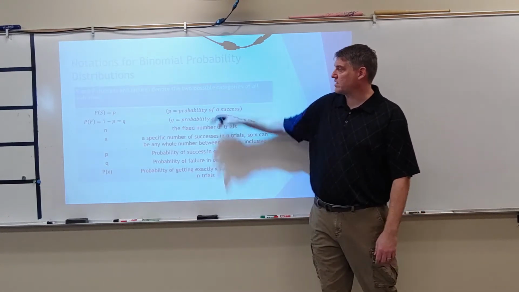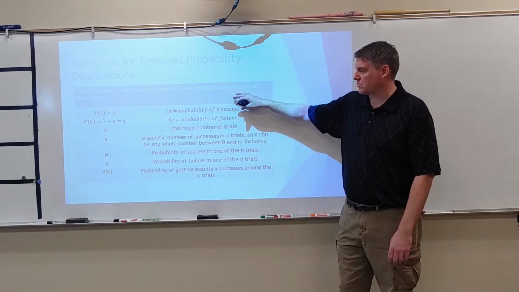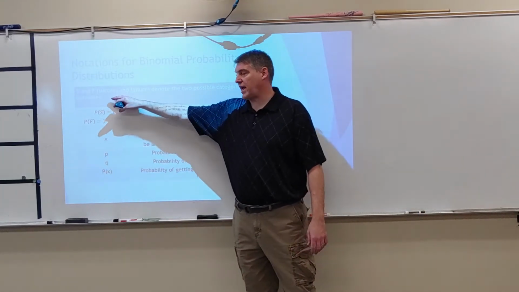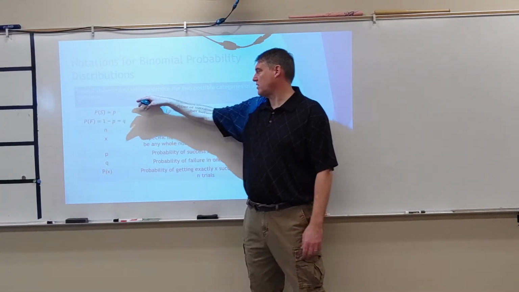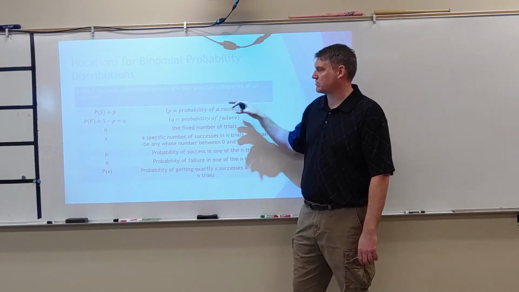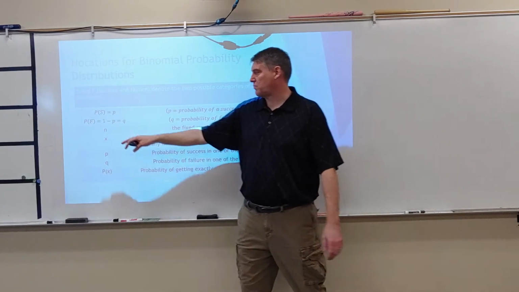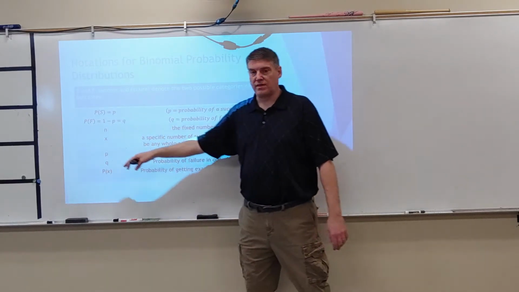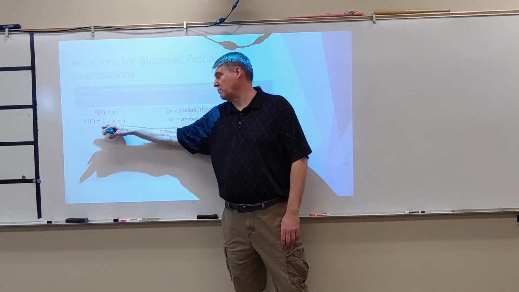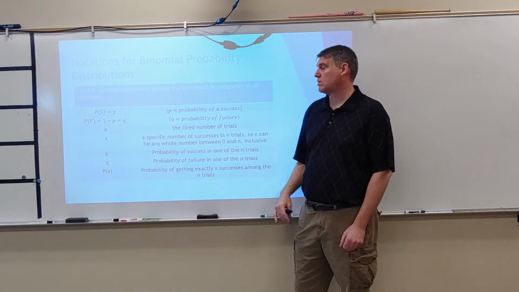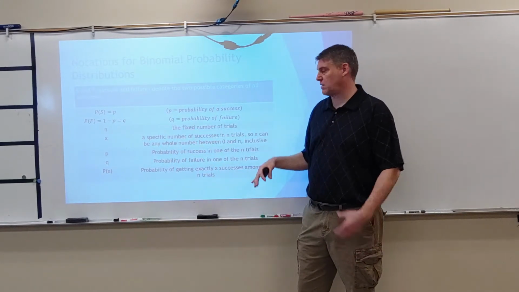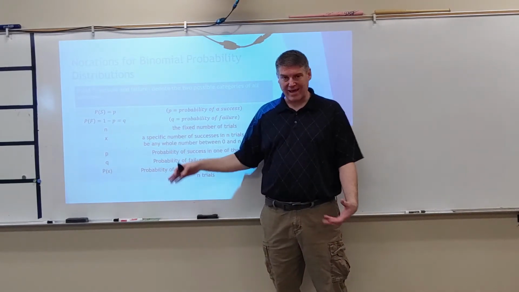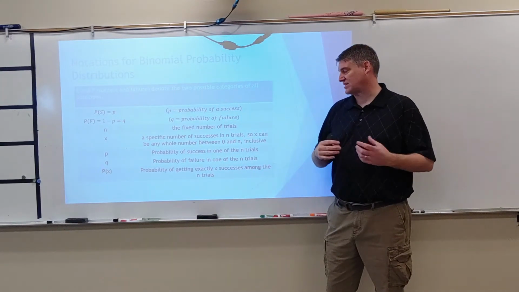Okay? So notations for binomial distribution. S and F, so S success and F failure, denote the two possible categories for all outcomes. So the probability of a success is P, okay? The probability of a failure is 1 minus P, or Q. N is a fixed number of trials. X is the specific number of successes in the trials.